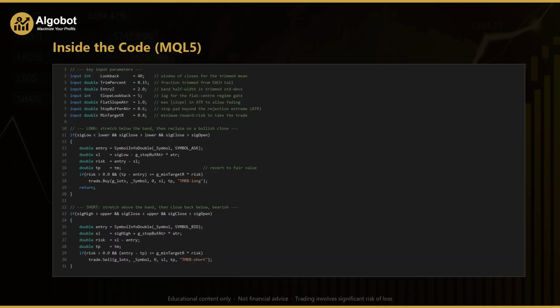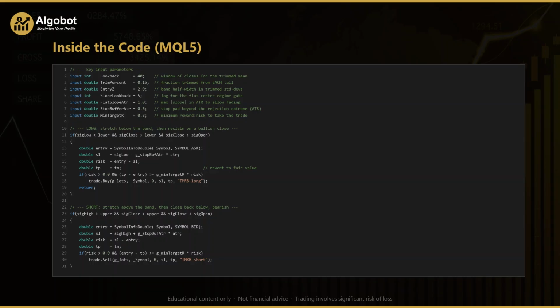TrimPercent is the fraction cut from each tail, 15%. EntryZ sets the band half width in trimmed standard deviations, 2 by default. Lookback and FlatSlopeAtr control the flat center regime gate. StopBufferAtr pads the stop, and MinTargetAtr sets the minimum reward to risk needed to take a trade.